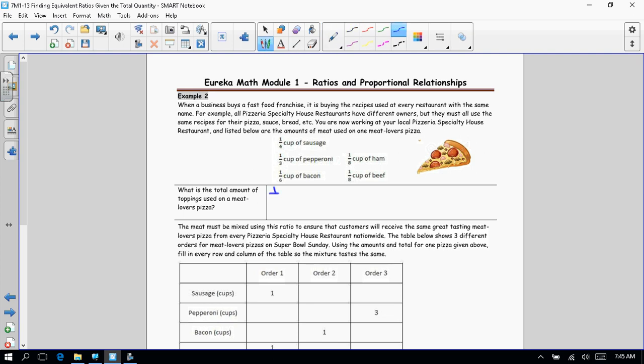So I have 1/4 of a cup of sausage and 1/3 of a cup of pepperoni and 1/6 of a cup of bacon, 1/8 of a cup of ham, and 1/8 of a cup of beef. Now I notice that none of them have a common denominator, so that makes it a little tricky to add. However, I do know that 1/8 plus 1/8, right? That is equal to 2/8 because they have a common denominator, and 2/8 reduces to 1/4.